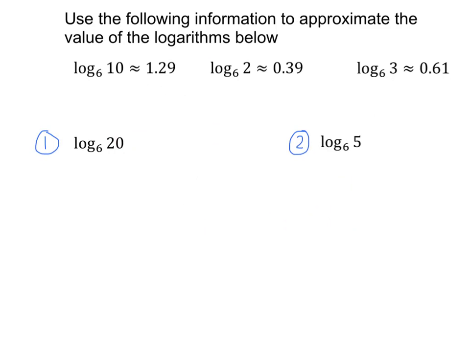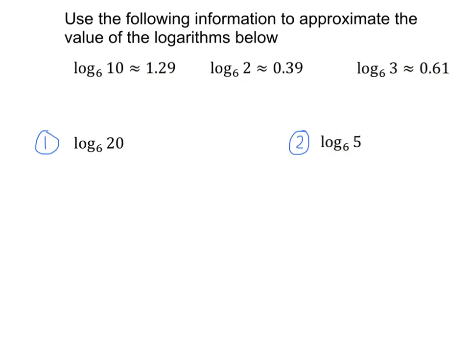All right, let's take a look at these problems. The instructions say, use the following information to approximate the value of the logarithms below. We want to approximate log base 6 of 20, and number 2, same thing, log base 6 of 5. We're given these facts: log base 6 of 10 is approximately equal to 1.29, log base 6 of 2 is approximately equal to 0.39, and log base 6 of 3 is approximately equal to 0.61. We want to use these three facts to figure out good approximations of these logarithms.